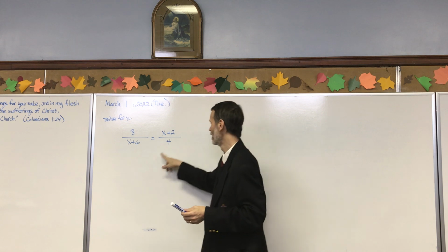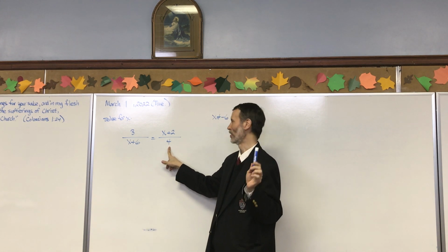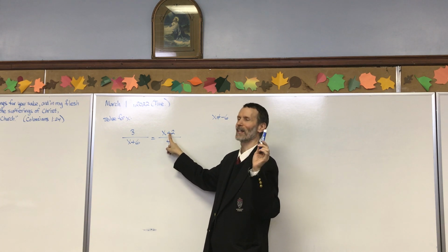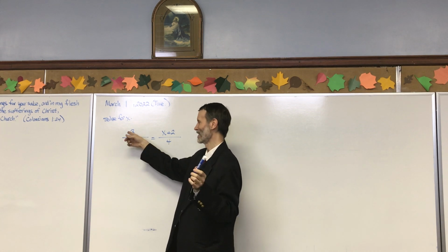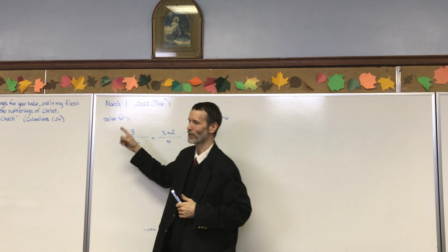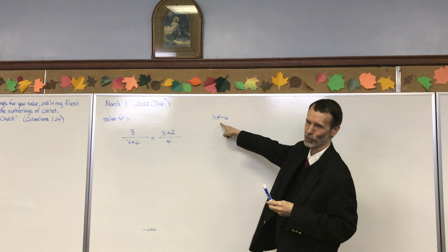Now, do I need to restrict this? No, because it's never equal to 0. Do I have to restrict this? No, because it's not on the bottom. Do I have to restrict this? No, for two reasons. It's never 0 and it's not on the bottom. The only time you restrict things is if there's a variable on the bottom that could possibly be 0. And in this case, it's one of them.